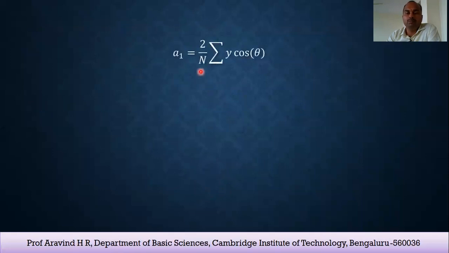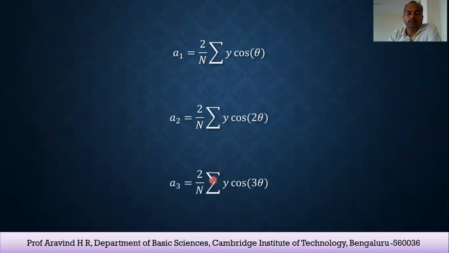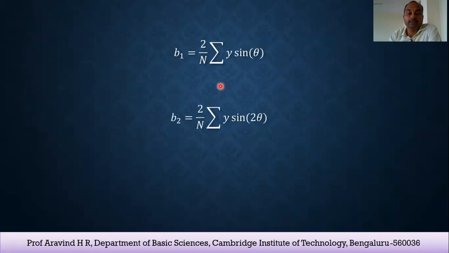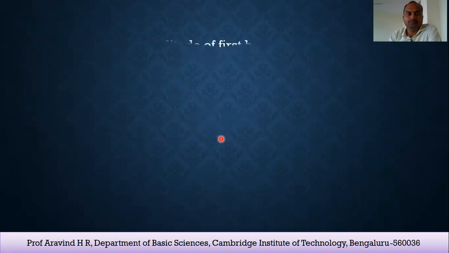Like A1 means put n equals 1 in An. So we'll get 2 by n summation y cos theta, and A2 is 2 by n summation y cos 2 theta, and A3 is 2 by n summation y cos 3 theta. Similarly, B1 is 2 by n summation y sin theta, B2 is 2 by n summation y sin 2 theta, and B3 is 2 by n summation y sin 3 theta.